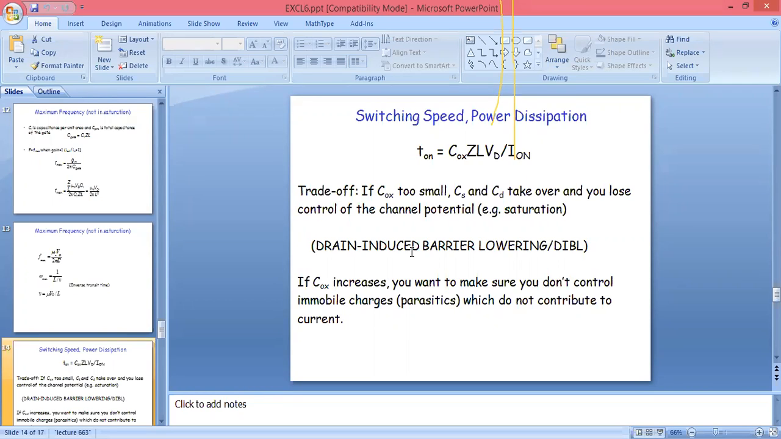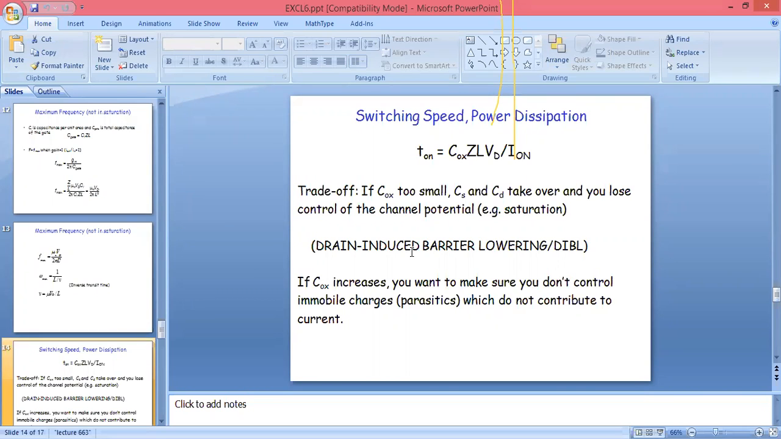If the value of oxide capacitance is small, but if we are taking the internal capacitance and the drain capacitance, meaning source and drain capacitance, then you can lose the control of the channel potential. It means you can lose the control of the channel, meaning you will lose the control of current, because if the channel changes, the height of the channel will change, then the value of ID current will change. That's why we can call this drain induced barrier lowering.